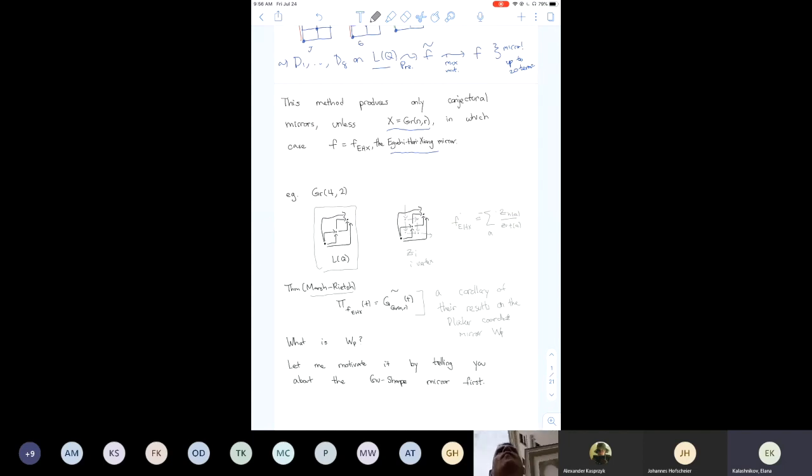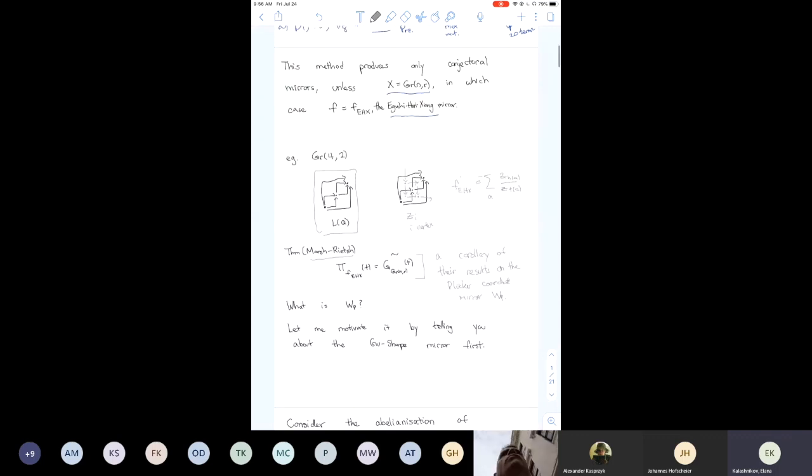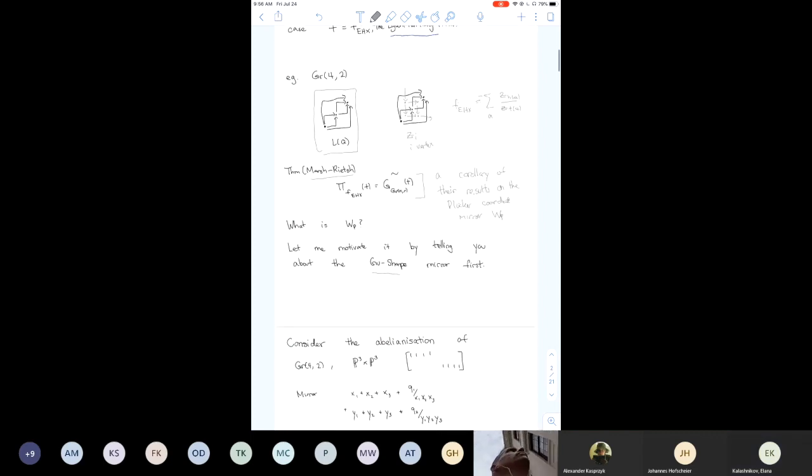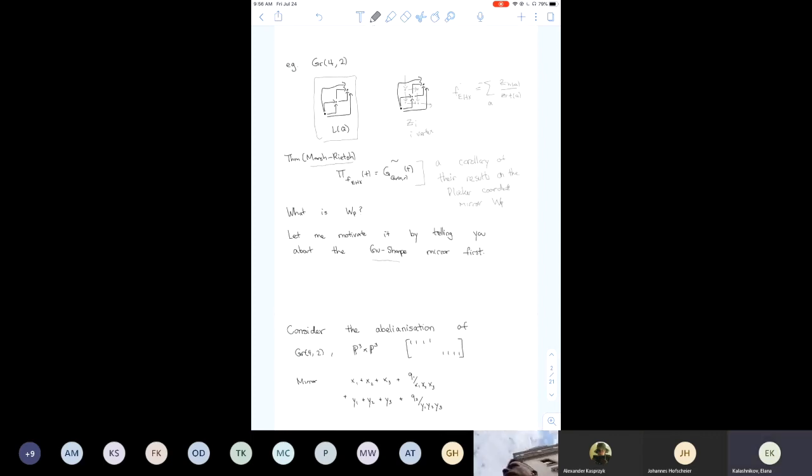So I want to tell you what W_P is, but I want to motivate it. I mean, maybe not the original motivation, but give you a sort of motivation by telling you about another mirror for the Grassmannian first, which is due to Gu and Sharpe. And this is closer connected to abelianization. So if you consider the abelianization of the Grassmannian Gr(2,4), this works for any Grassmannian, but I'm just going to use the smallest example, that's P^3 cross P^3, which has weight matrix like this. And so the mirror looks like this.